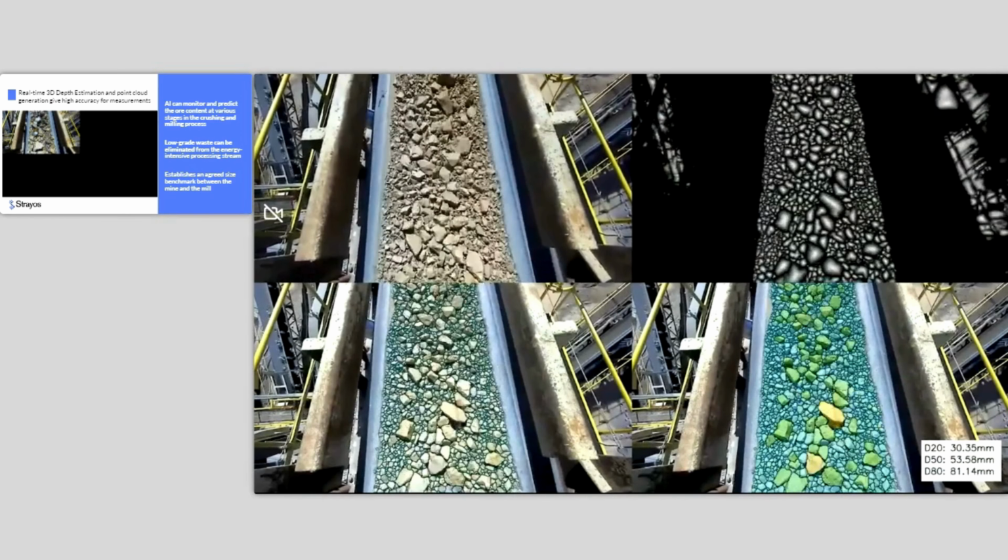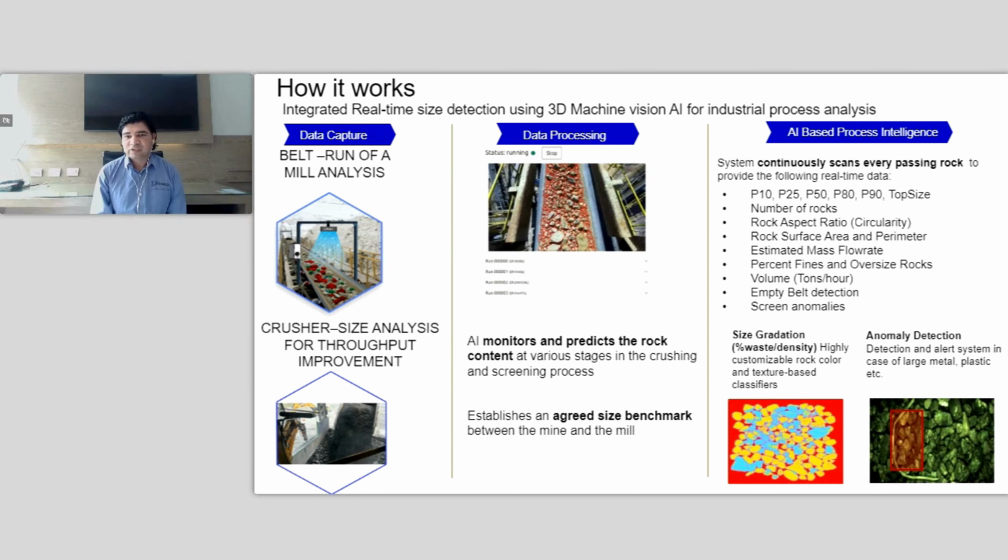So how it works in terms of the data capture and processing. You set up the system in different stages of the mining circuit, either at the primary crusher or the belt operations. The data is continuously being analyzed here, and we can see the process intelligence that comes out from that. It is scanning continuously at each passing rock, and it is a continuous scan, so there is no sampling of data. Every time a rock is passed, it is using that analysis to pass that information.